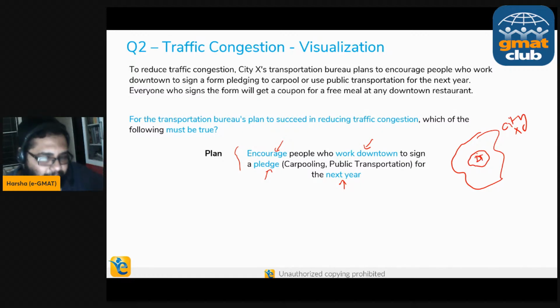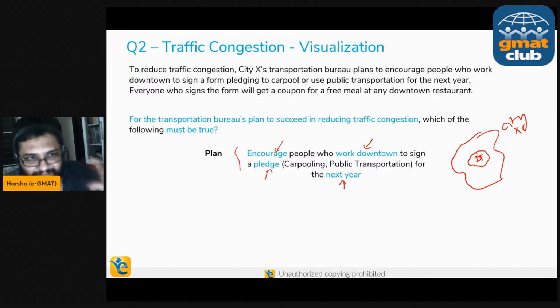You're encouraging the people who are working in this place called downtown, which is one part of the city, to sign a certain pledge. And that pledge says, hey, I'm going to do carpooling and public transport, not just for one day or one event. It's not like I'm pledging to do carpooling for going to a Beyonce concert or something. I'm pledging to do carpooling or public transportation for a whole year.